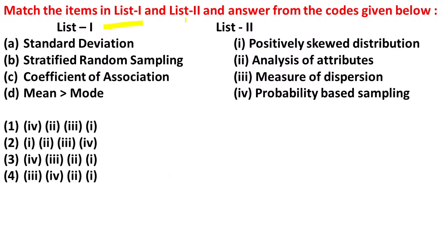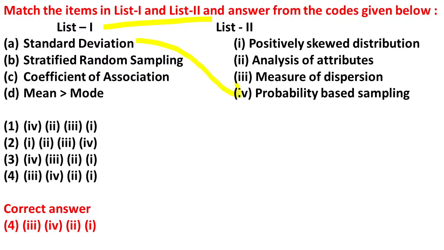Then match the following: standard deviation, stratified random sampling, coefficient of association, mean is greater than mode. And list 2: positively skewed distribution, analysis of attributes, measure of dispersion, probability based sampling. So the right answer is option 4. Standard deviation is related to measurement of dispersion. Stratified random sampling is related to probability based sampling. Coefficient of association is related to analysis of attributes. Mean is greater than mode in case of positively skewed distribution.